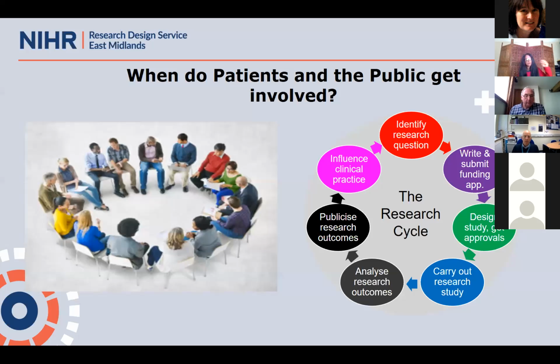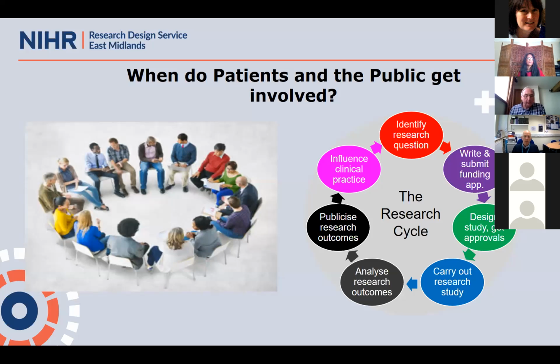So when do patients, PPI, get involved? As required by the NIHR, it should be from the beginning to identify the research questions. But in my experience, what usually happens is that research teams develop their questions and their priorities and research plans before they decide to collaborate or consult with patients and the public.